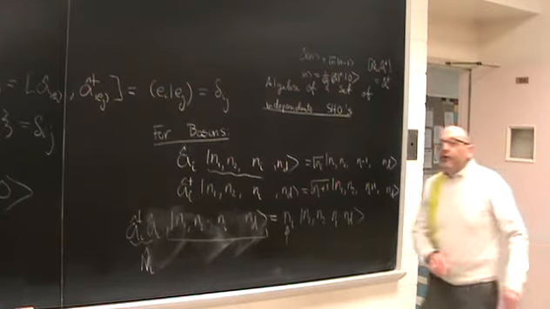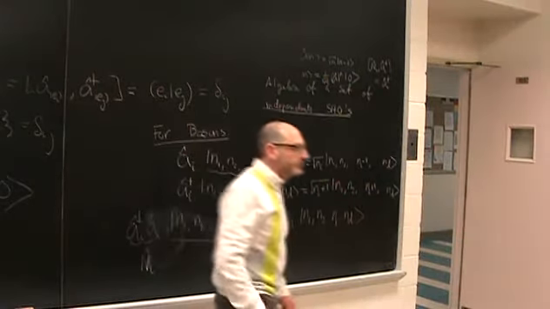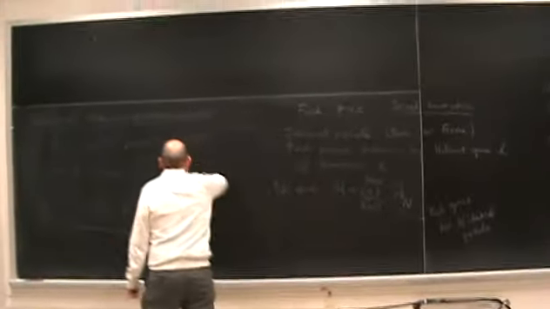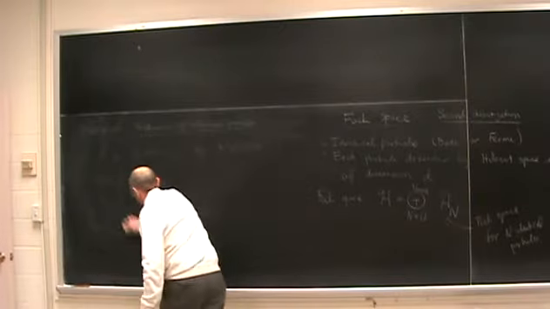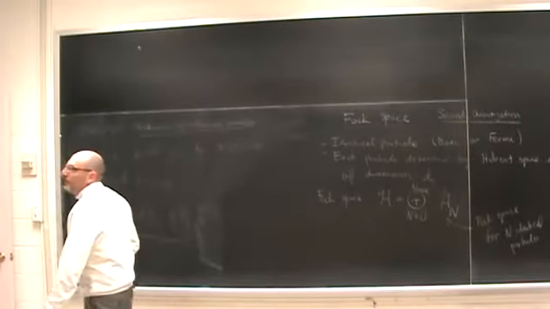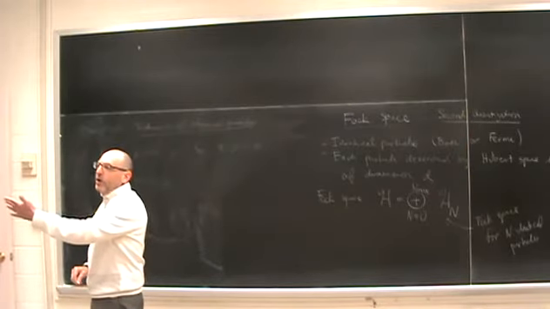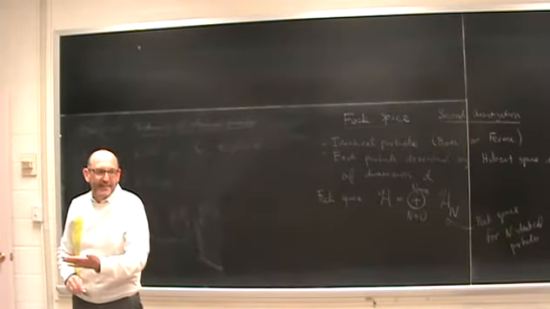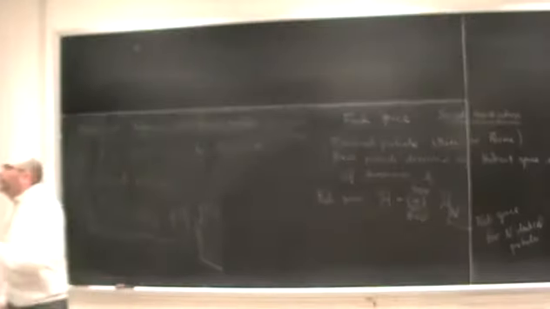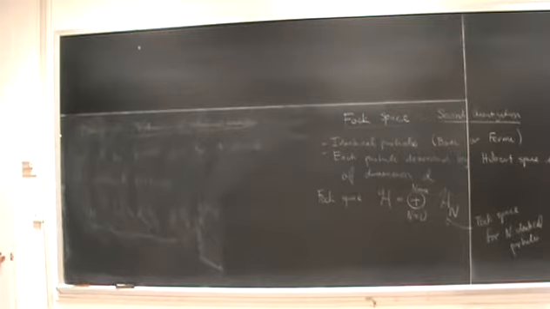All right, what about fermions? Well, for fermions, we said we can only apply one creation operator, so there's no normalization to worry about. What about the number? Is this the number operator?